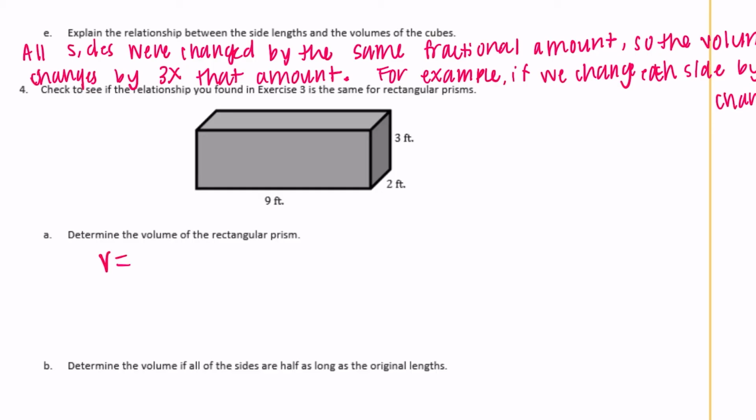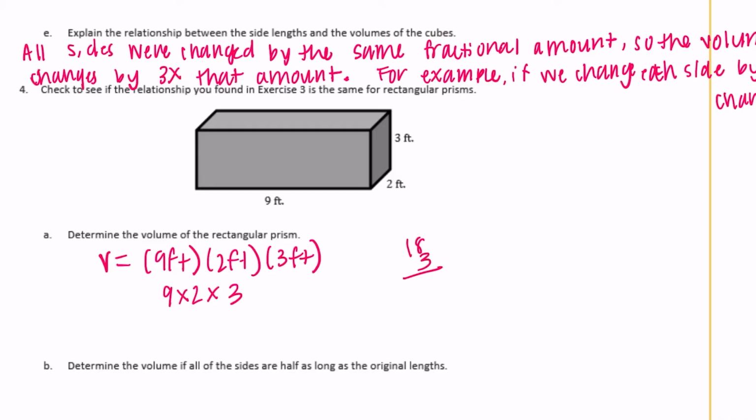So volume would be equal to 9 feet by 2 feet by 3 feet. So 9 times 2 times 3 would be equal to 9 times 2 is 18. 18 times 3, 8 times 3 is 24, is 54. 54 feet cubed.